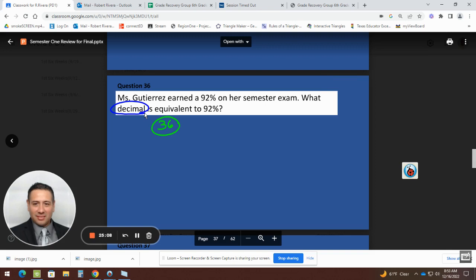So from percent to decimal, how do we do that? You move the decimal. So I'm going to copy the percent, put my decimal, and move it twice to the left. 1, 2. There's my decimal, 0.92. That's all you're doing from percent to decimal.